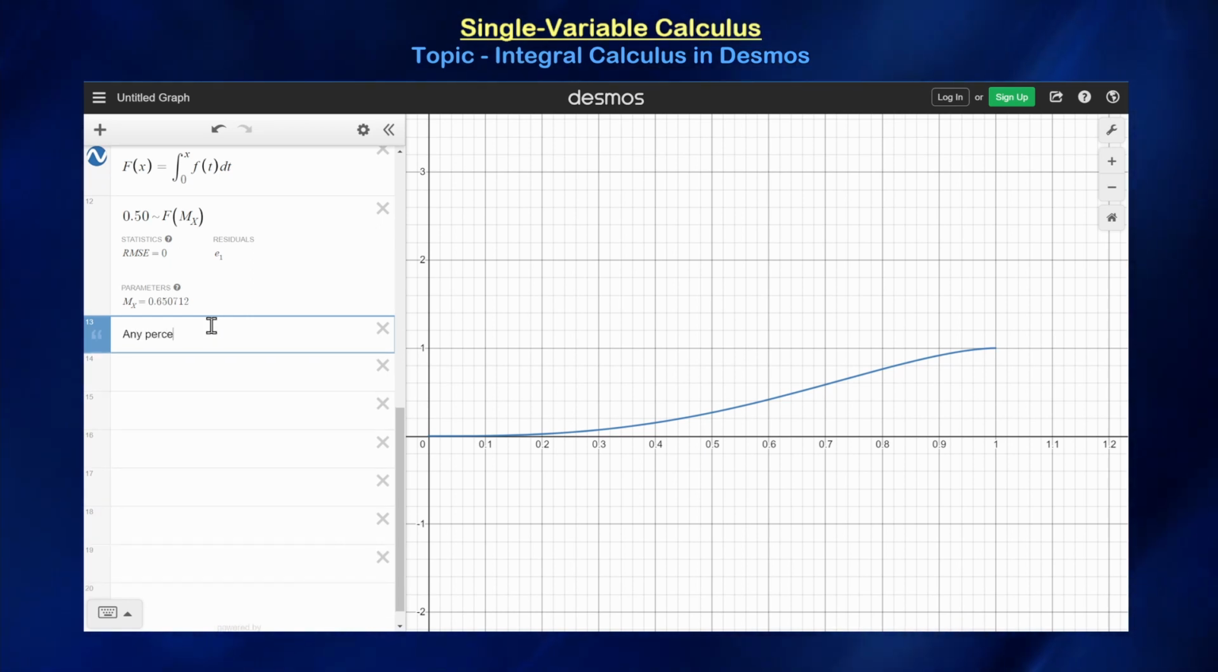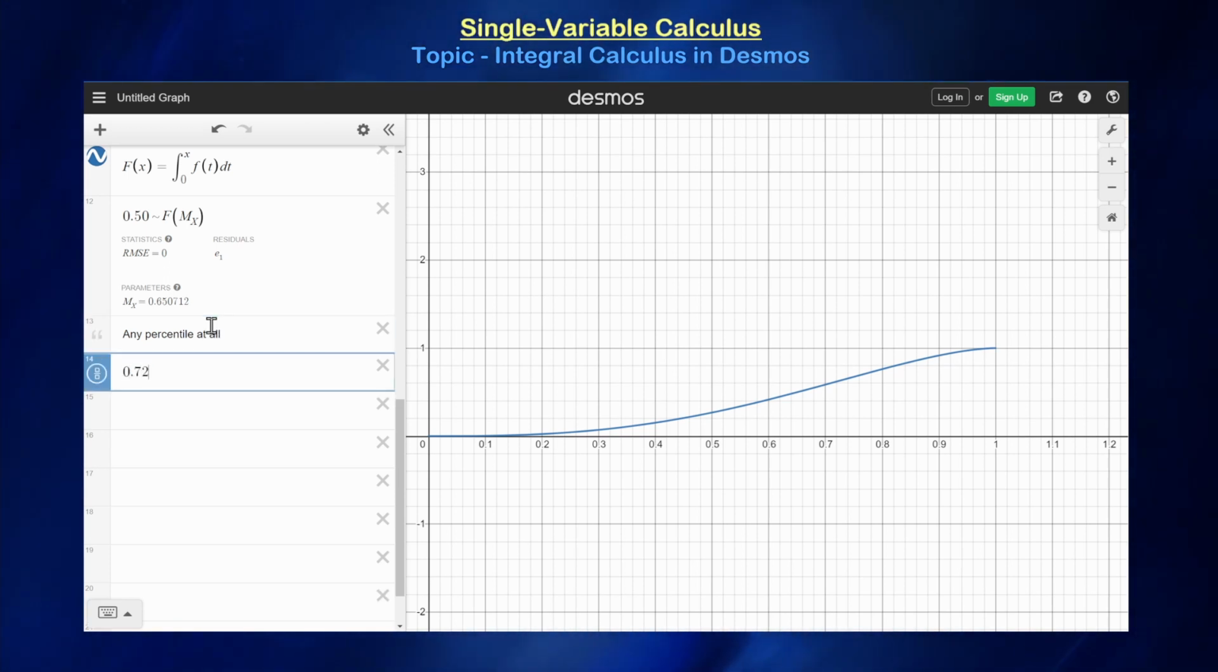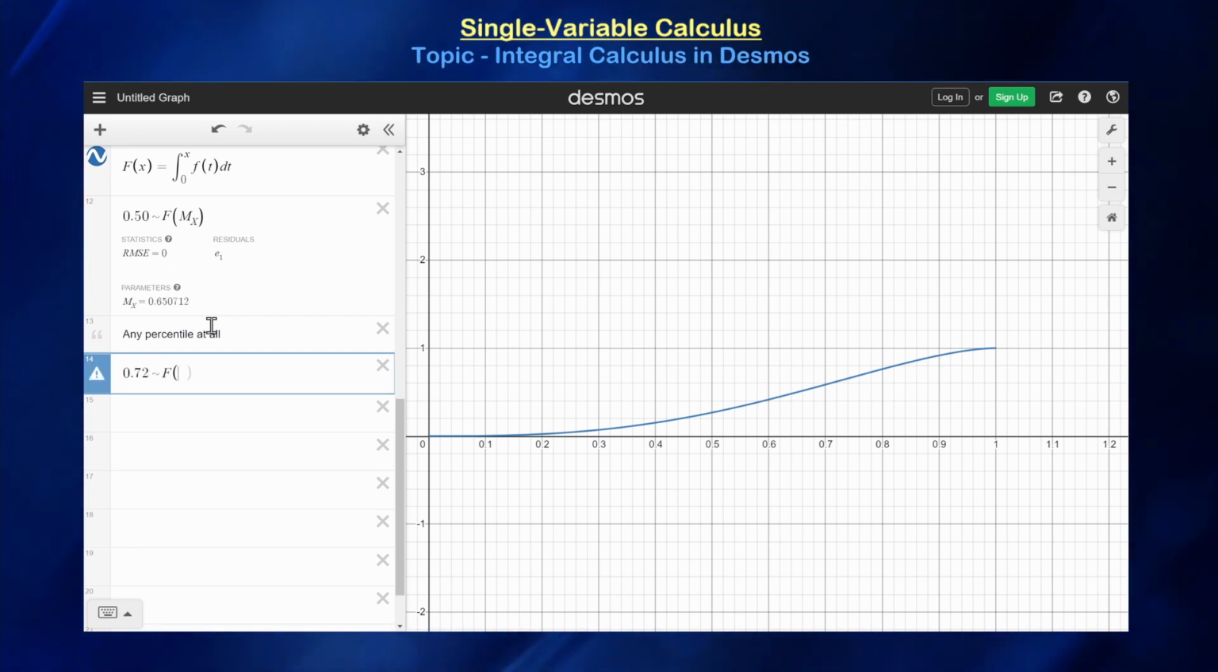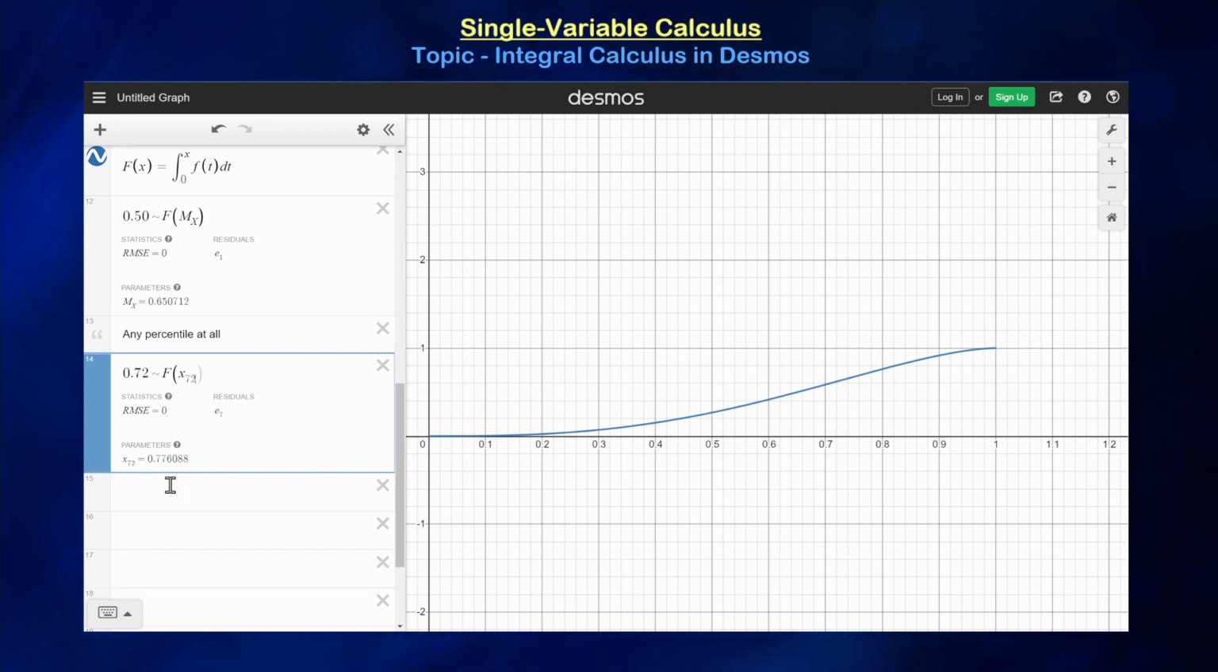So any percentile at all that you want, from 0 to 100%. If I want the 72nd percentile of this distribution, I would do 0.72 tilde, the cumulative density function, then the variable for which I want to name the 72nd percentile. I'm going to call it x sub 72. Okay, so the 72nd percentile is going to be 0.78.